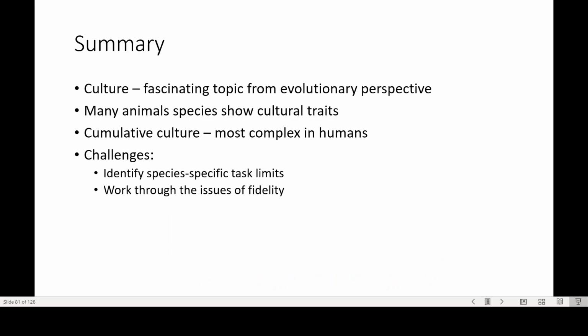So in summary, around the ideas of culture and cultural evolution so far, culture is a very fascinating topic from an evolutionary perspective. What we now know is that many animals show very specific cultural traditions. There's even evidence that some animals may have cumulative culture. The cumulative culture is most complex in humans, and we have to really work through what the species-specific task limits are, and we also have to work through issues related to fidelity and transmission biases in order to better understand how cultural evolution works over time.